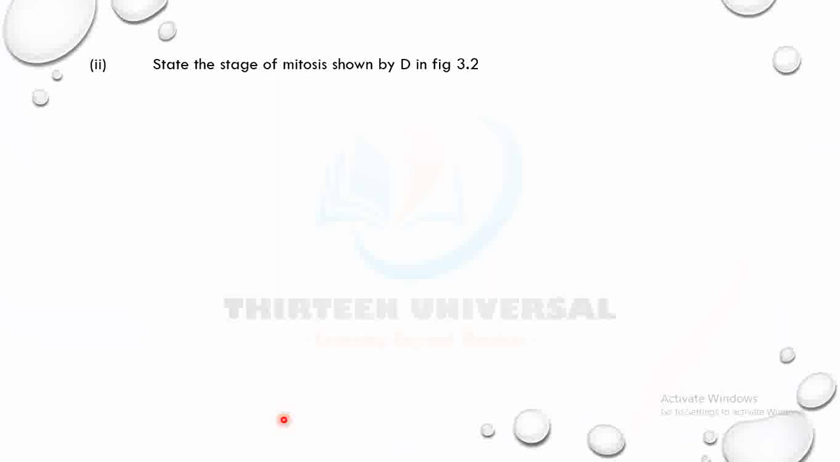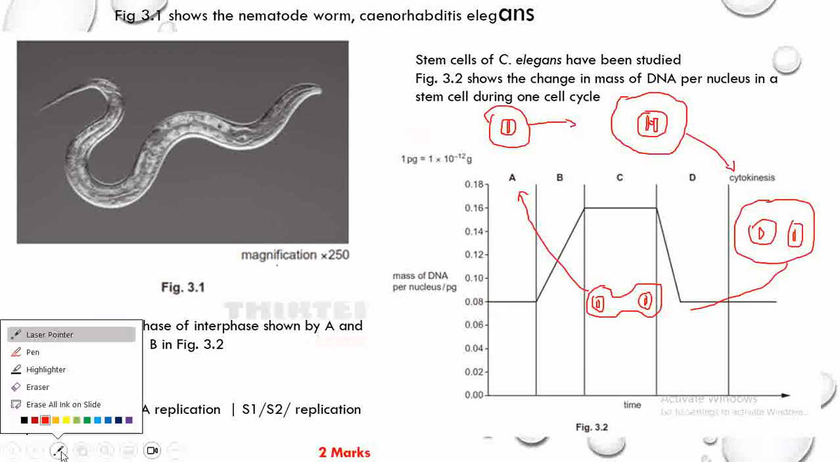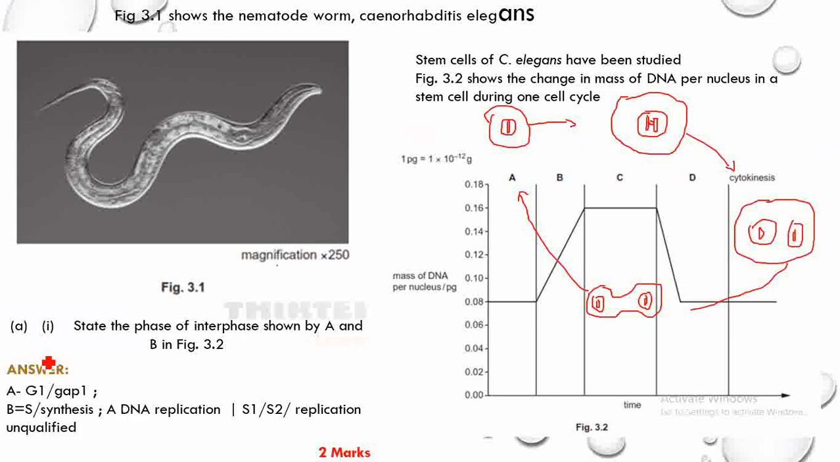State the stage of mitosis shown by D in figure 3.1. Look at it. If this is G1, I want you to pause the video and try it. Remember how we roll. This is G1, this is S phase, and you know how we do our things, guys. We solve it. Everybody is involved. Get into the game.